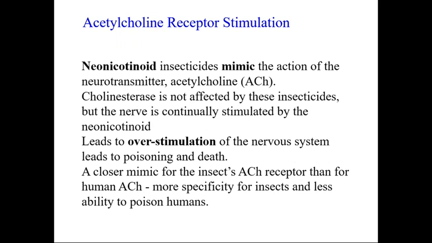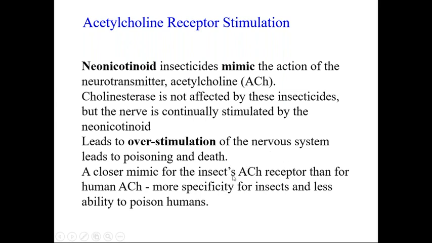Then you have the acetylcholine receptor stimulation. The neonicotinoid insecticides mimic the action of the transmitter acetylcholine. Cholinesterase is not affected by the neonicotinoids, but the nerve is continuously stimulated and there is overstimulation of the nerve, which results in the production of large amounts of acetylcholine, which leads to poisoning and death.